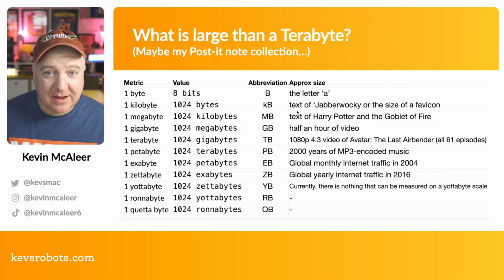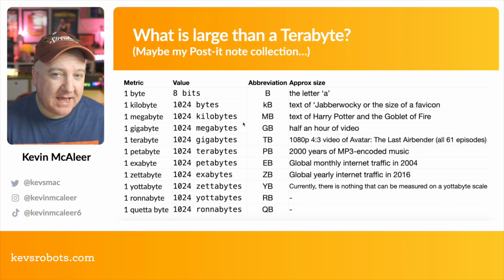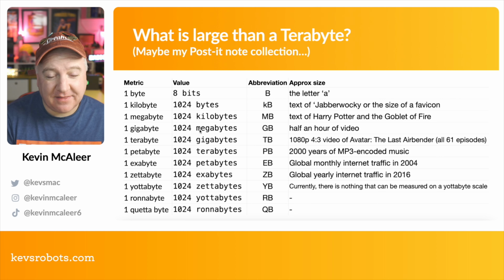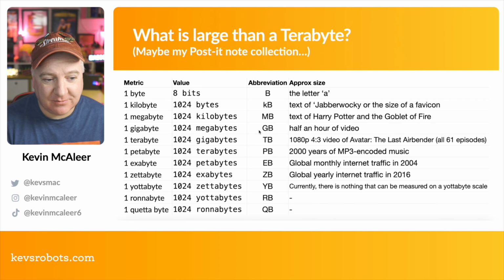If you have 1 megabyte, which is the next one up, you could store the entire text of Harry Potter and the Goblet of Fire on there. So a megabyte can store quite a lot of text. The next order up is a gigabyte. A gigabyte is 1024 megabytes. We use GB for that, and that can store about half an hour of video.